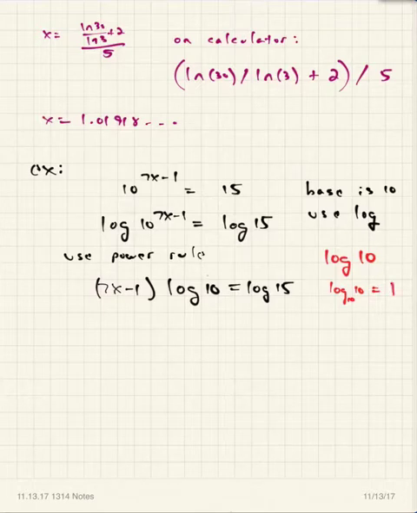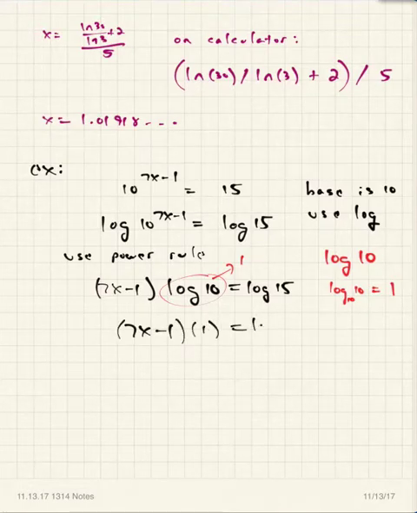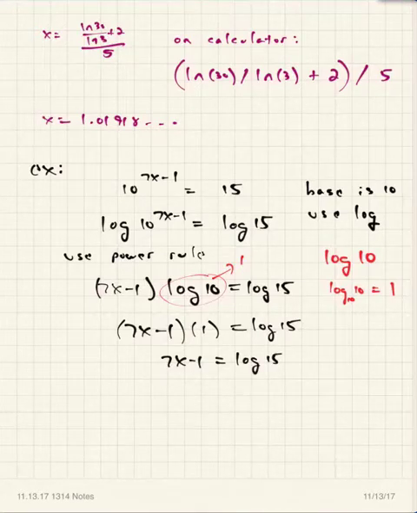See, so this factor right here goes to 1. It's equal to 1, and that makes my life so much easier, because that factor just goes away, because it's just 7x minus 1 times 1. Right, and so it goes away, it's gone. And so I've got 7x minus 1 equals log of 15. And so now you can solve for x by easily just adding 1 to both sides.